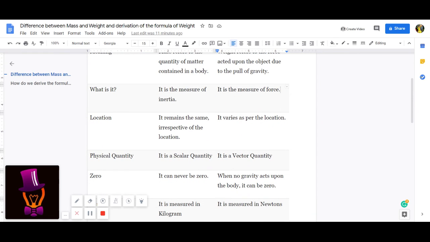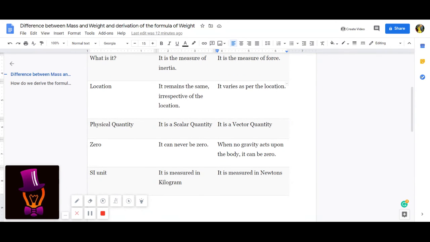Physical quantity. Which physical quantity? Basically, mass is a scalar quantity. A scalar quantity only involves magnitude, whereas weight is a vector quantity, which includes both magnitude and direction. So mass can never be zero, whereas weight can be zero when no gravity acts upon the body.